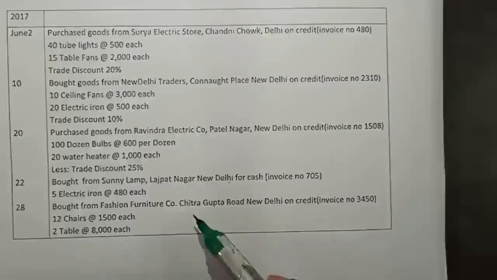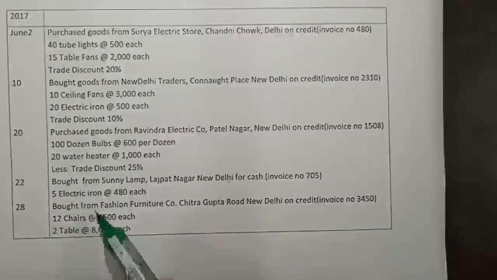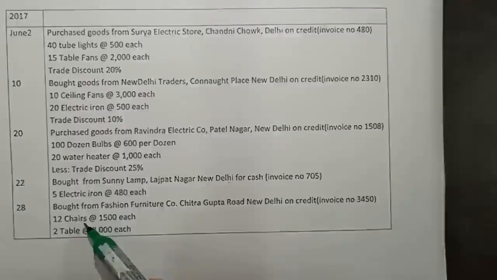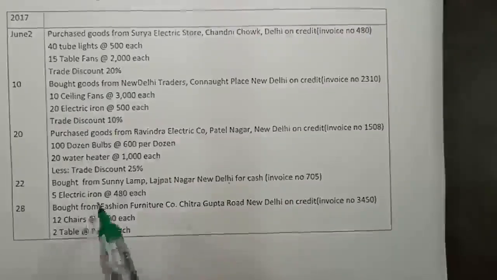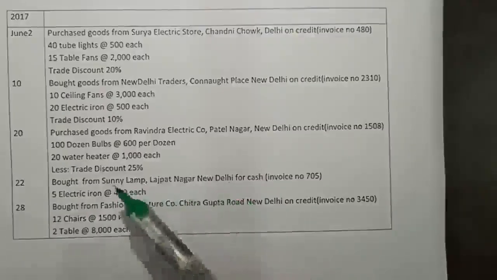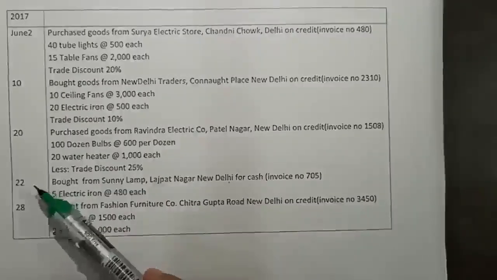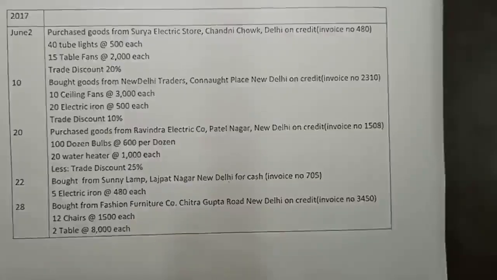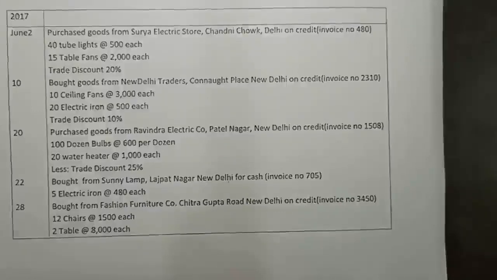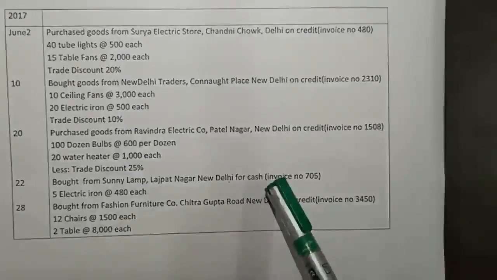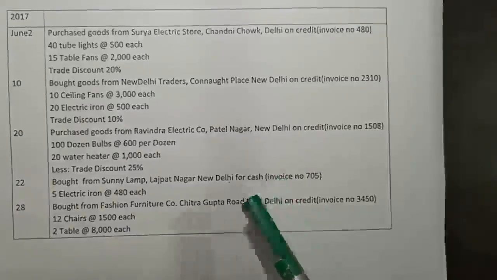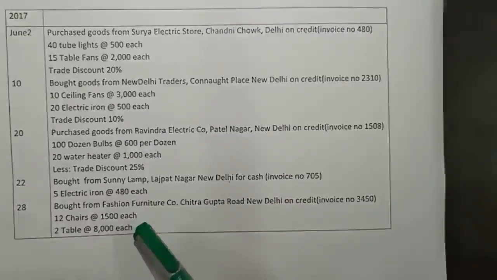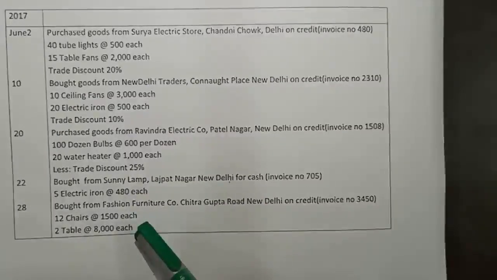So this transaction will also not be recorded because it is related to the purchase of chairs and table. Now, in this question we will not record the transactions of June 22 and June 28. We are going to write a note that this transaction has taken place in cash, so it will not be recorded, and this transaction is related to the purchase of an asset, and if you purchase an asset, we will record it in the journal proper.